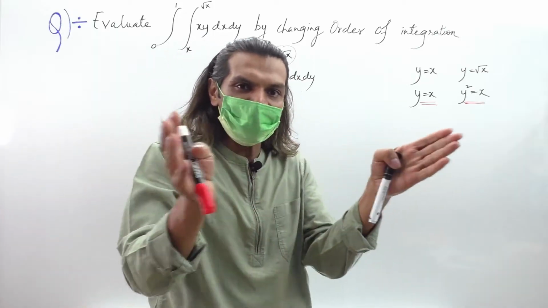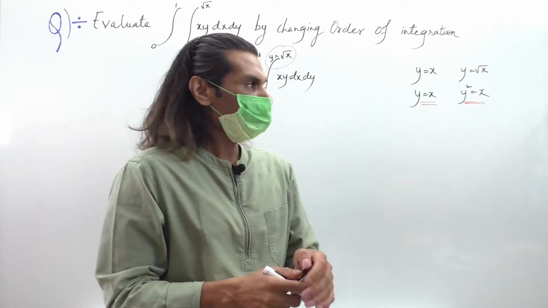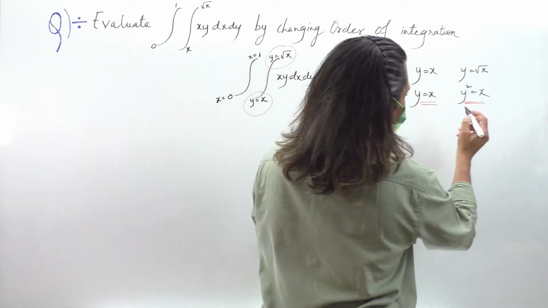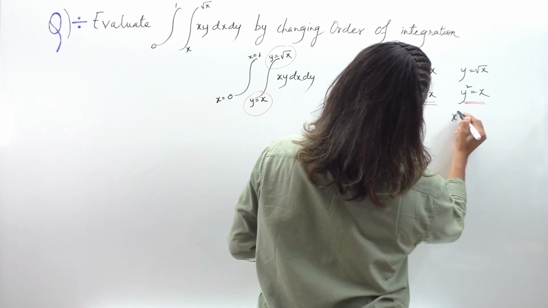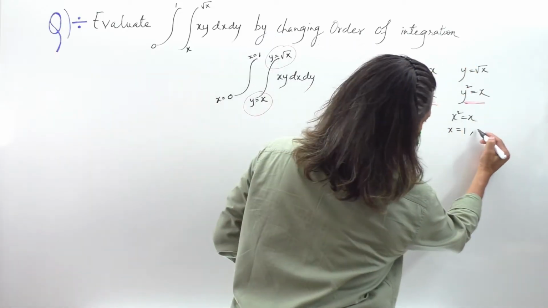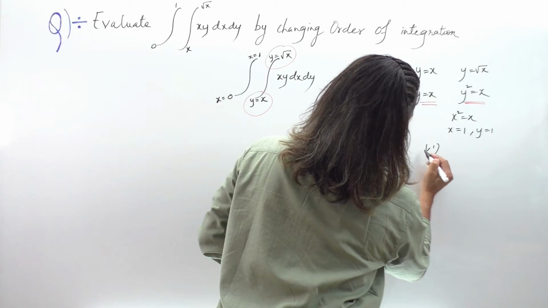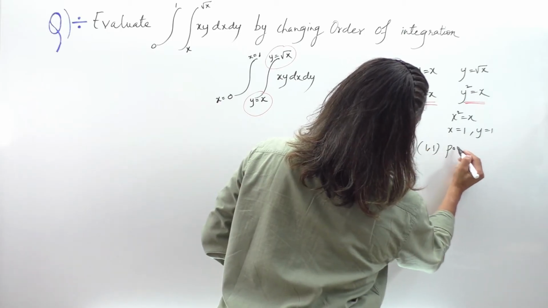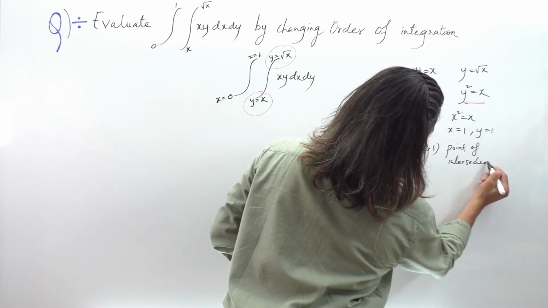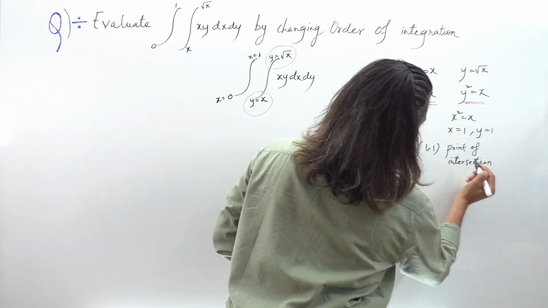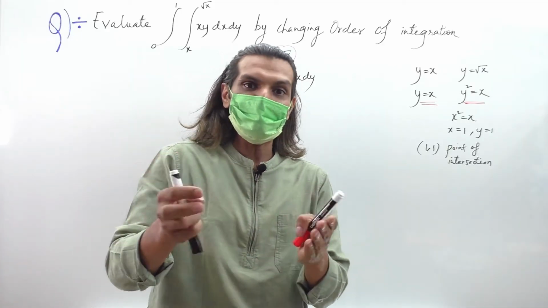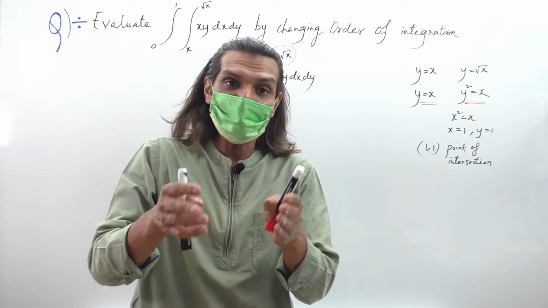Now just play with these two equations. See, y is equal to x, y square is equal to x. Put y is equal to x here, we get x square is equal to x. That means x is equal to 1. Since y is equal to x, x is equal to 1, so y is equal to 1. So (1, 1) is the point of intersection. Now we have found the point of intersection. We will next draw the graph, change the order and get the limits.